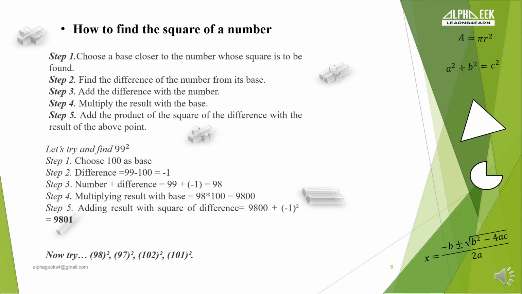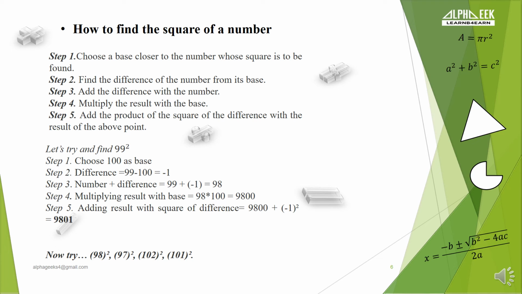So there is a generic way to calculate the square of a number in a faster fashion. We'll go step by step through the process. Choose the base closer to the number whose square has to be found. In terms of base, we can say 10, 100, 1000, 50, 500, whatever base you need to choose.